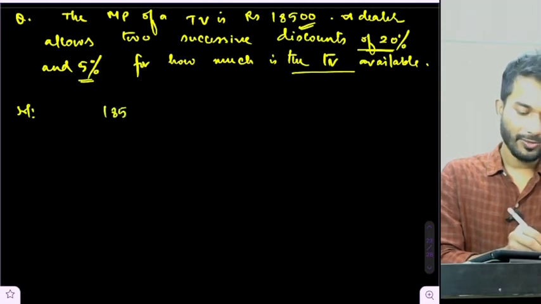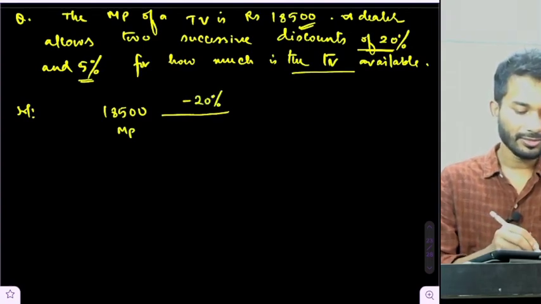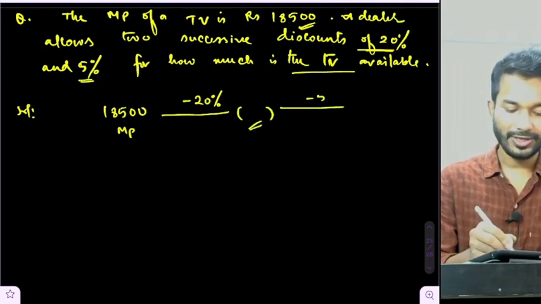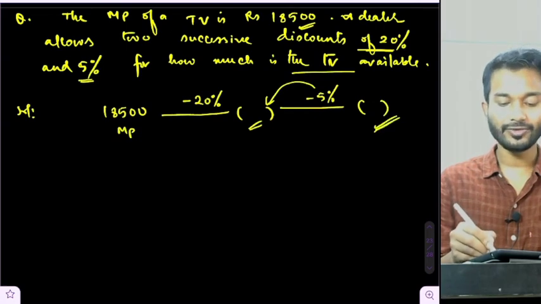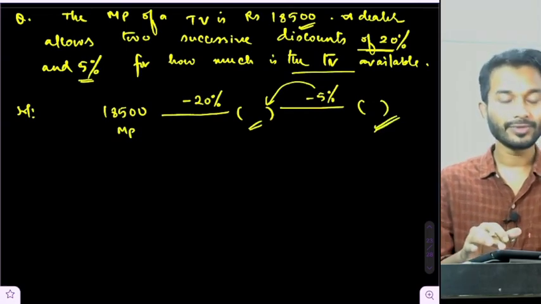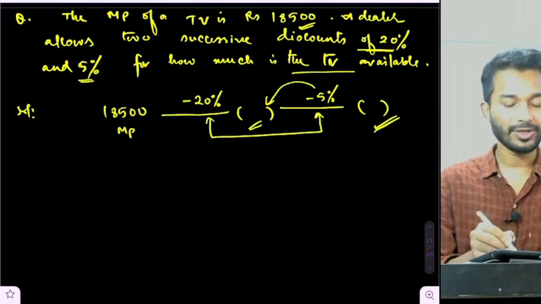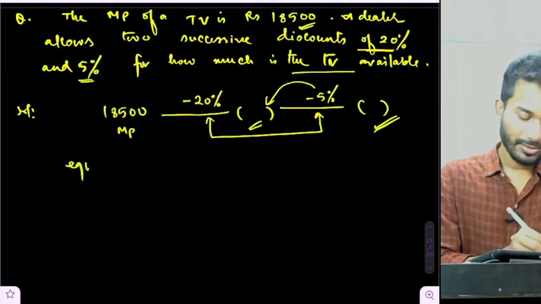You can write 18500. This is our mark price. Then first time he offers a discount of our 20%. Then we'll find out 20% of 18,500. We'll get some value. And then he offered a discount of again 5%. Then 5% on where? On this. And we'll get some value. Whatever is the value, that will be the answer. But I will solve in a different way. I will find out the equivalent discount of 20% and 5%, and then I will directly solve the question.